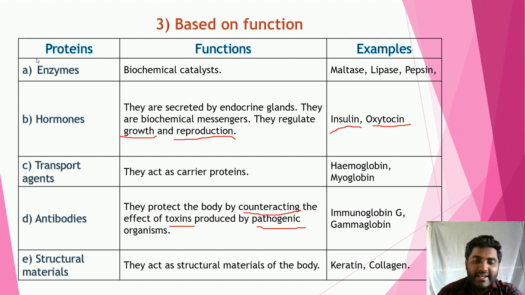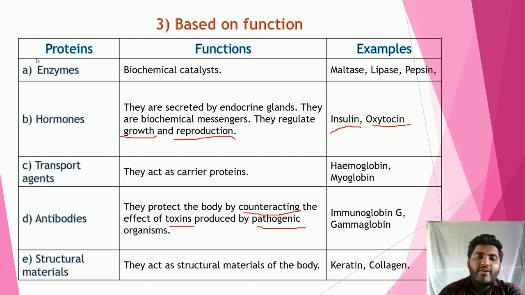Pathogens means virus, bacteria and all. Okay, so examples for antibodies are immunoglobulin and gamma globulin. I hope you understood. So next one, fifth one is structural material. They act as a structural material of the body. Example, keratin in hair and collagen in skin and bones. I hope you understood. So this is the third classification based on the function.